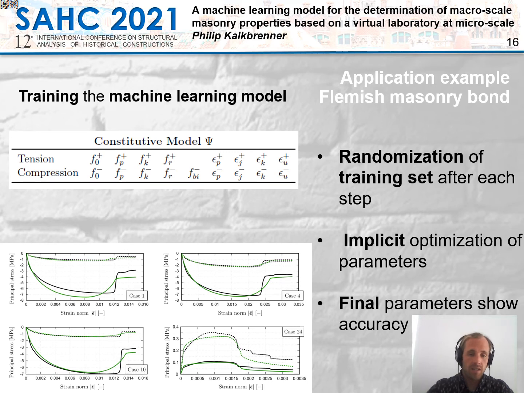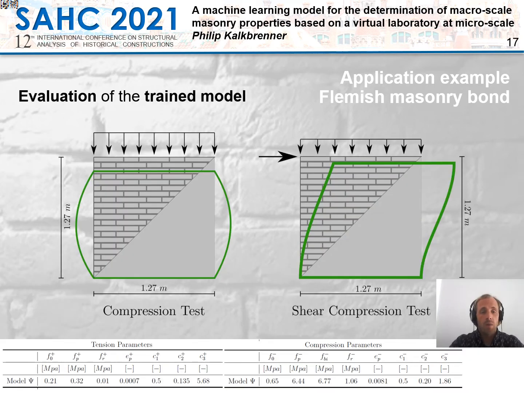As we can see here, the training set is giving us some black curves, and for 4 cases we've shown it here, and we are generating curves with the optimized parameters, and we see that there's quite a good fit between them. So then we have to evaluate this trained model. How are we doing this?